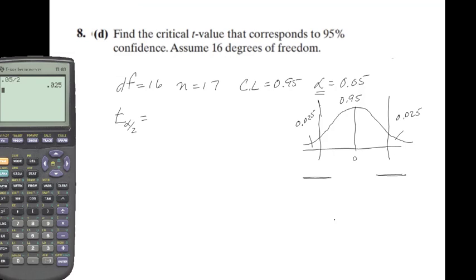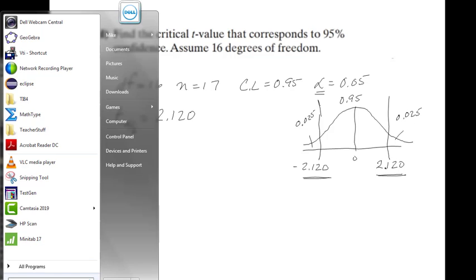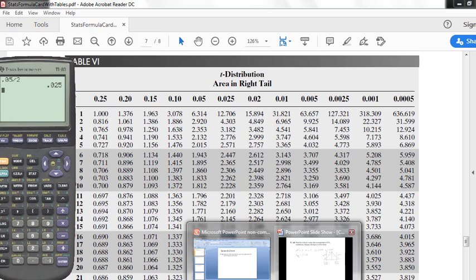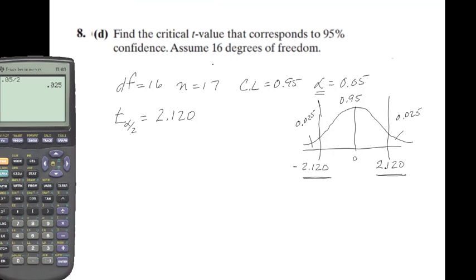So I go back over here, and I know this is 2.120. And then this one over here is negative 2.120. And so my t alpha over 2 is 2.120. Let me go back and check and make sure I read that correctly. Yeah, okay. So we're here, and that's how you find everything that we're doing.